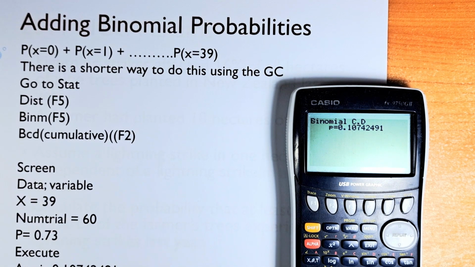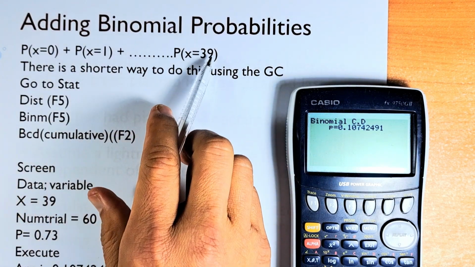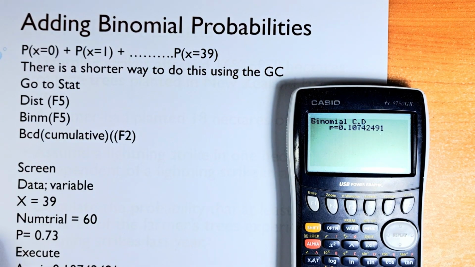So hopefully you understand. BPD is for a single value, like 4 out of 10, 12 out of 20. Adding binomial is 0 to whatever number is at the top. So in this case, we want to calculate the probability of 0 to 39, so X had to be 39, and do the same thing. So BCD is the cumulative.